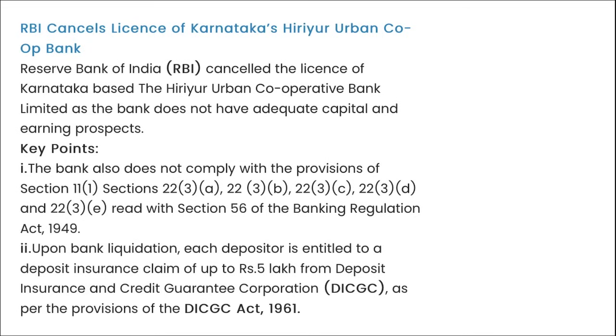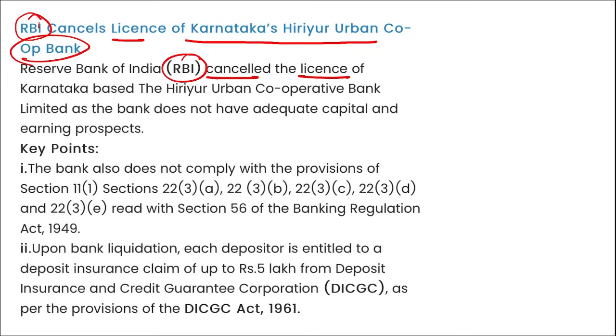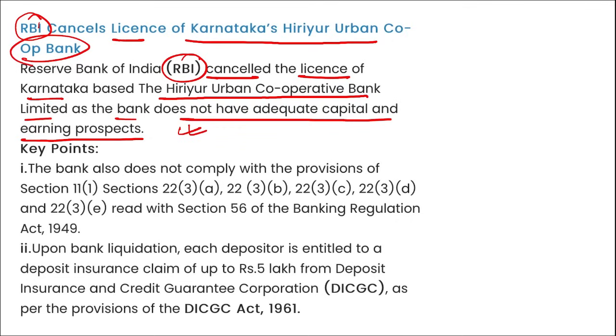Right? Next is RBI. They have cancelled the license of Karnataka's Hiriyur Urban Cooperative Bank. I repeat, RBI has cancelled the license of Karnataka-based Hiriyur Urban Cooperative Bank Limited, as the bank does not have adequate capital and earning prospects. So recently their license has been cancelled. So mark this, whose license? Karnataka's Hiriyur Urban Cooperative Bank's license has been cancelled.